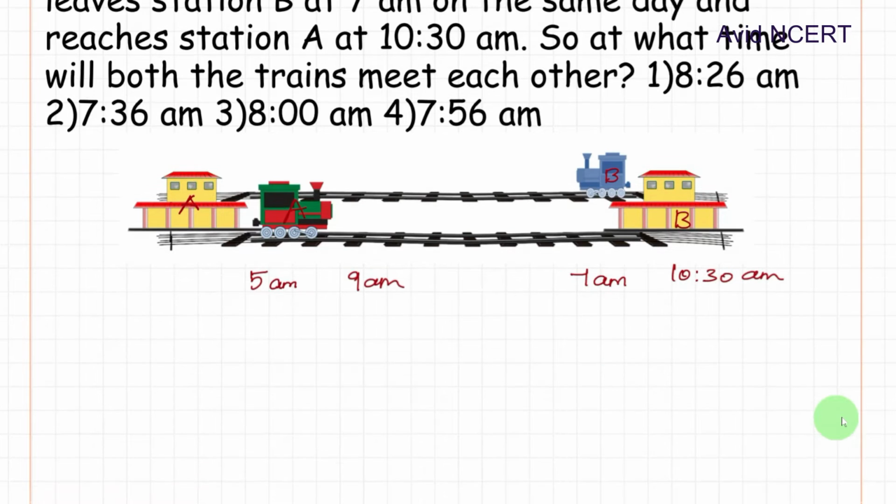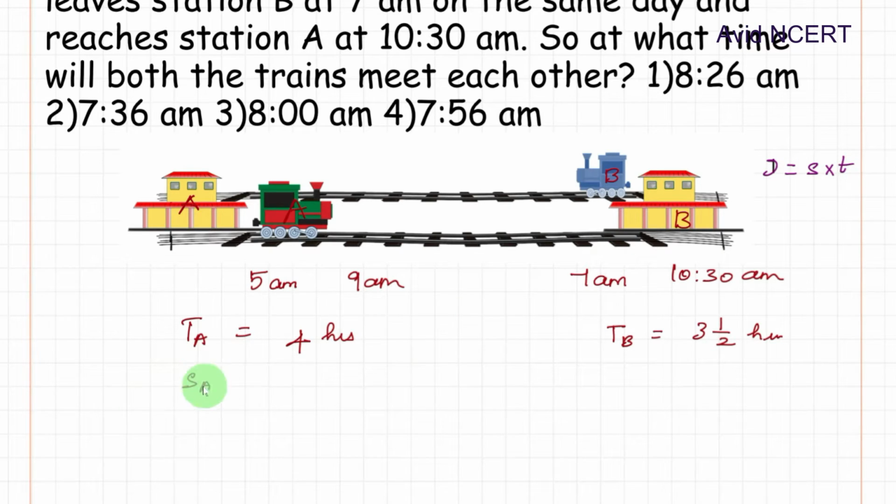Only the time taken is given here. The time taken by train A is 9 minus 5, which is 4 hours, whereas the time taken by train B is 10:30 minus 7, that is 3.5 hours. In any train problem, the formula we need is distance equals speed times time. We have time here, so we have to find the remaining two values, speed and distance.